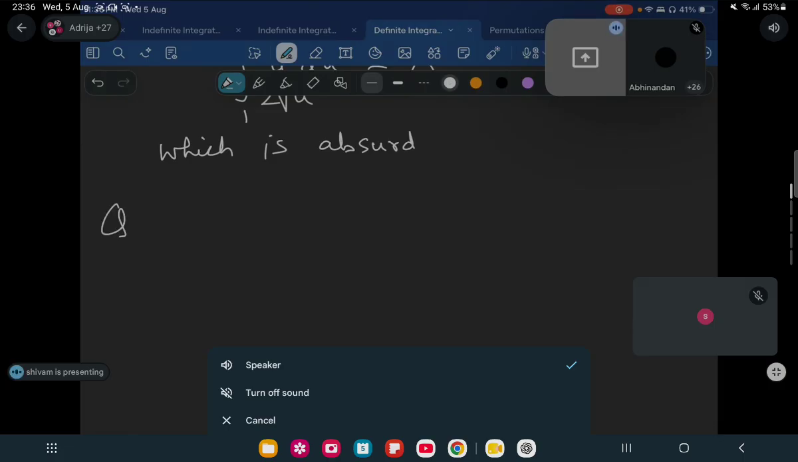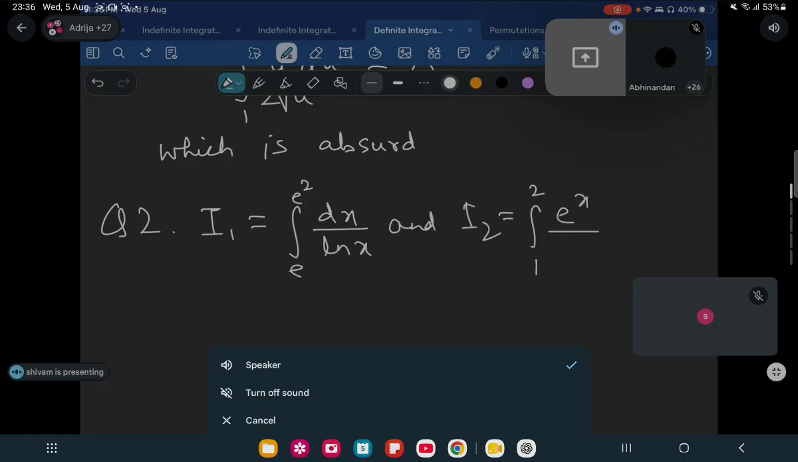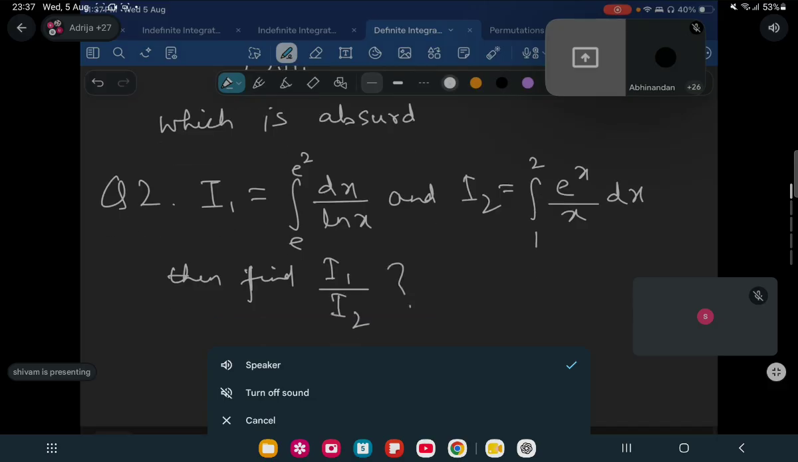Next question, question number 2, part 1. Question number 2 only. If I1 is equal to the integral from e to e square of dx by ln x, and I2 is equal to the integral from 1 to 2 of e to the power x by x dx, then find I1 by I2. Solve.